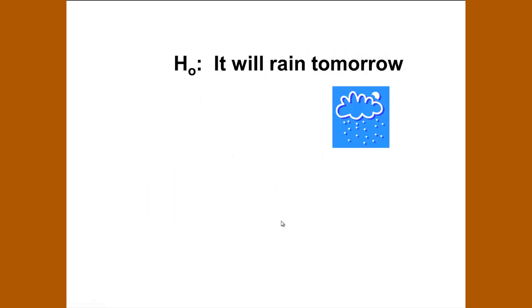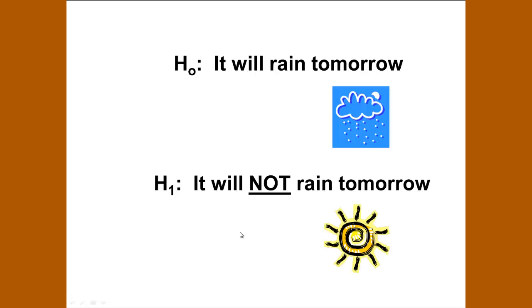First, you make a tentative assumption. It will rain tomorrow. Then, if that is our assumption, we have to think about what the opposite of that assumption is. If our assumption is it will rain tomorrow, the opposite of that will be that it will not rain tomorrow. So our two options are it will rain tomorrow or it will not rain tomorrow.